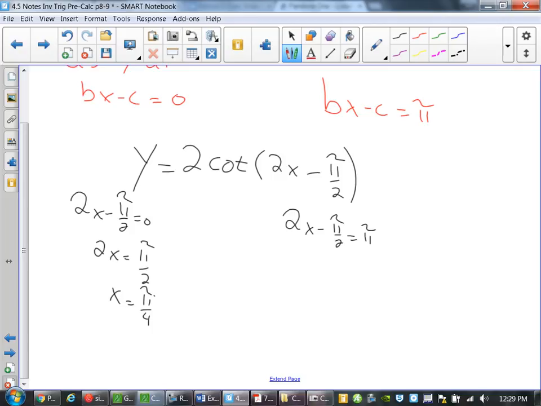So I get one asymptote at pi over 4. Then 2x is 3 pi over 2, so I get x at 3 pi over 4. Are you okay with those two points to start with? Yes, sir. All right, we place them in.